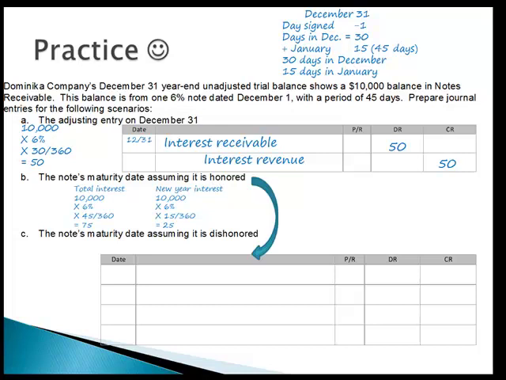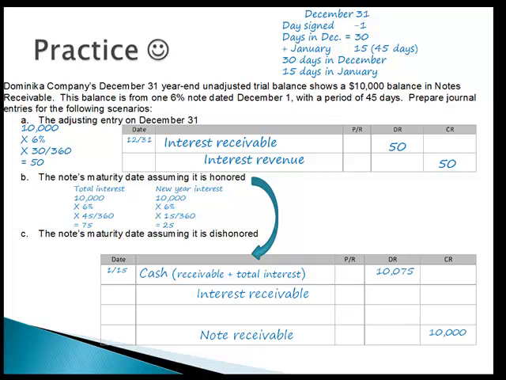So we're going to start with B, assuming that it's honored. On January 15th, close out notes receivable for $10,000. Record cash, which is the receivable plus your total interest of $75. Then we're going to close the interest receivable that we opened up here. What's left is just interest revenue, $25. So that's a hard one. But if you just break it down into close out the note, record the cash for the entire amount, close out the interest receivable, and record just the revenue earned in the new year, it's a simple process. It's just multiple steps.